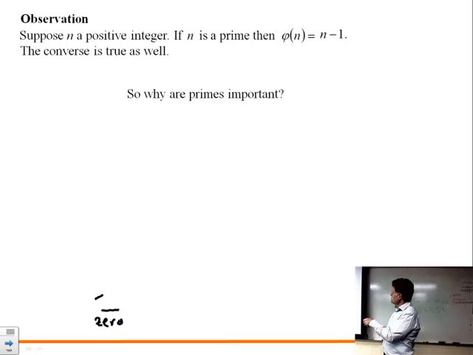But the converse is also true. In other words, if this is true, then n has to be prime. Because if n is not prime, there's going to be some divisor of n in that list, and you're going to cross it off. So it's going to be less than n minus 1 left when you're done. So the converse is true as well. So n is prime if and only if this is true.